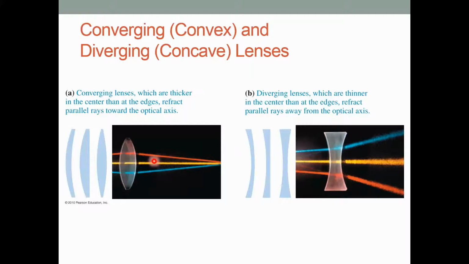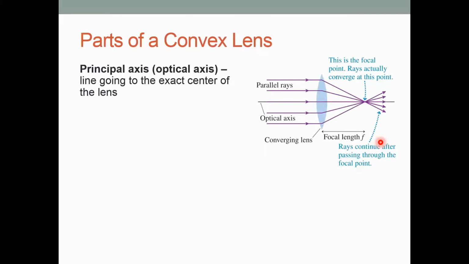You can remember the converging and diverging terms because a converging lens, or convex lens, is thicker in the center and thinner at the edges. If light comes through them, it converges to a single point. And a diverging lens, which is thinner in the center, if parallel light comes through it, it diverges after it exits. Let's look at the parts of a convex lens.